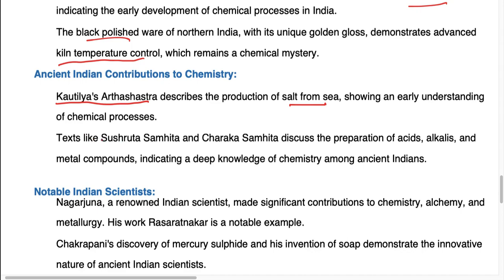Texts like Susruta Samhita and Charak Samhita discuss the preparation of acids, alkalis, and metal compounds, indicating deep knowledge of chemistry in ancient India. So these are the ancient contributions.